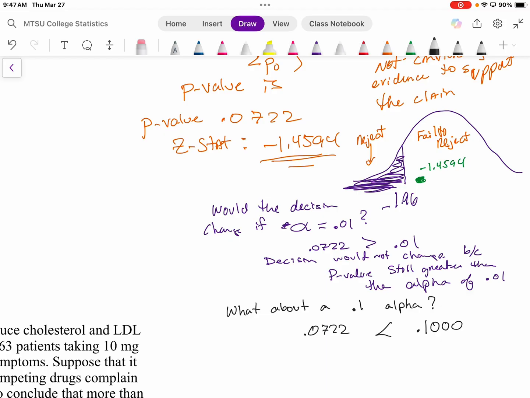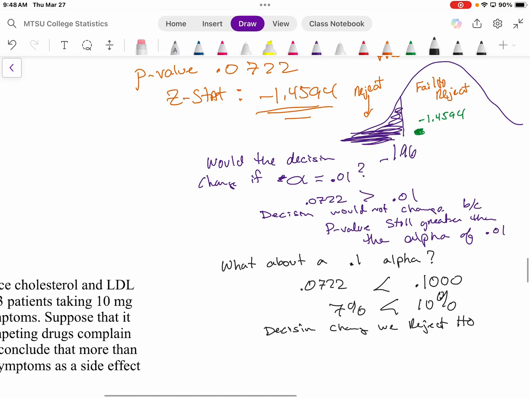well, the alpha is now bigger. We switch signs. 7% is less than 10%. So in this case, our decision changes. We reject the null hypothesis. There is evidence to support the claim.